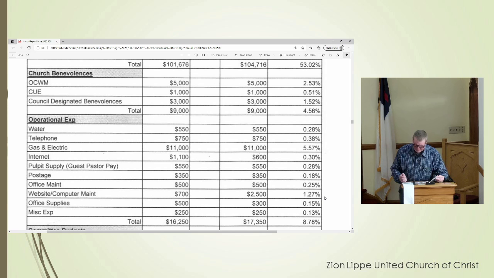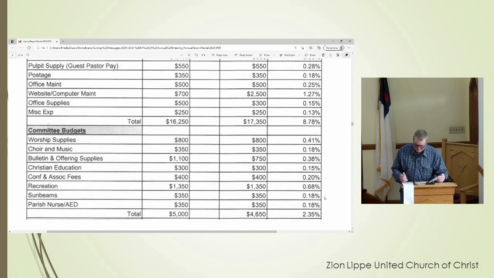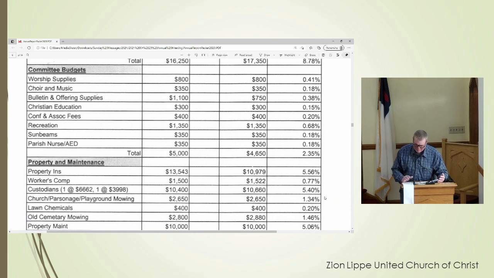Then our property insurance actually went down. We have a new provider, and it has decreased a little bit. But other than that, everything else is pretty much the same or close to the same. Does anybody have any questions?